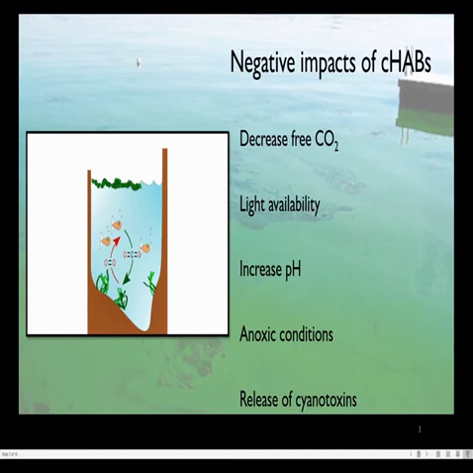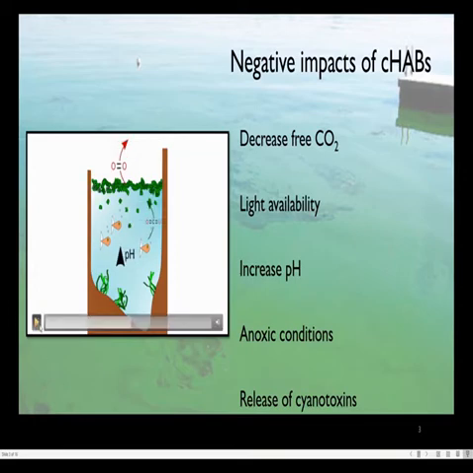Well, as they proliferate in the system, they're going to be most of the time in the upper layer of a lake, and they're going to block out some sunlight and decrease light availability to lower submerged aquatic vegetation. They're also going to uptake CO2 at a higher rate and decrease free CO2. This decrease in free CO2 is going to result in higher hydroxide ions in the water, leaving the pH higher than it should be.